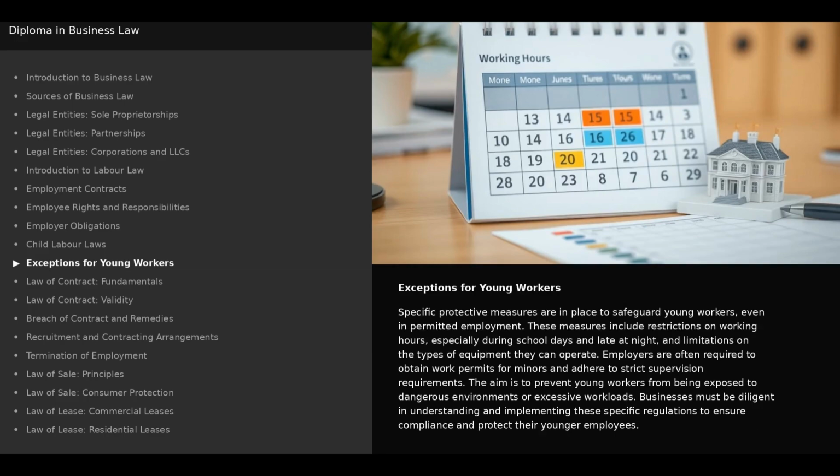Specific protective measures are in place to safeguard young workers, even in permitted employment. These measures include restrictions on working hours, especially during school days and late at night, and limitations on the types of equipment they can operate. Employers are often required to obtain work permits for minors and adhere to strict supervision requirements. The aim is to prevent young workers from being exposed to dangerous environments or excessive workloads. Businesses must be diligent in understanding and implementing these specific regulations to ensure compliance and protect their younger employees.